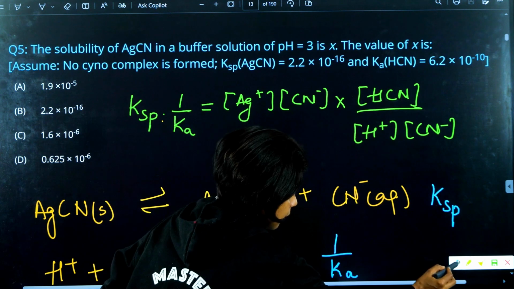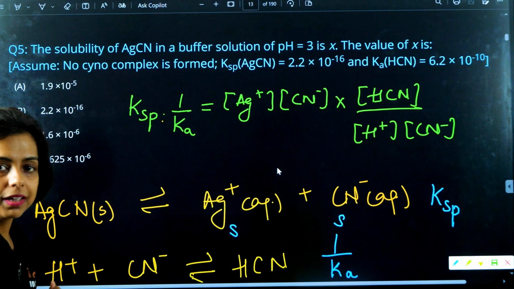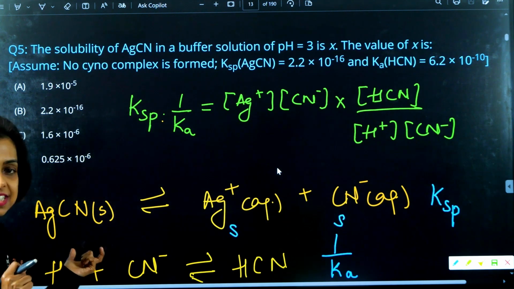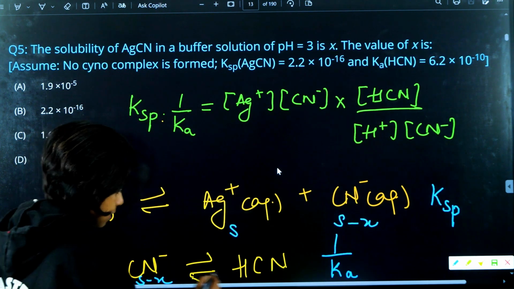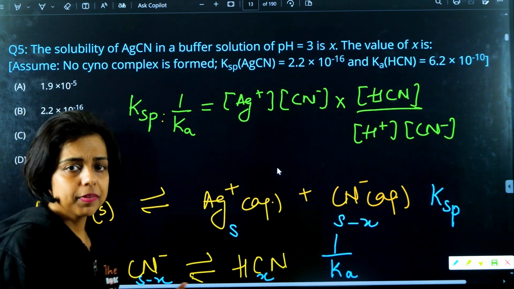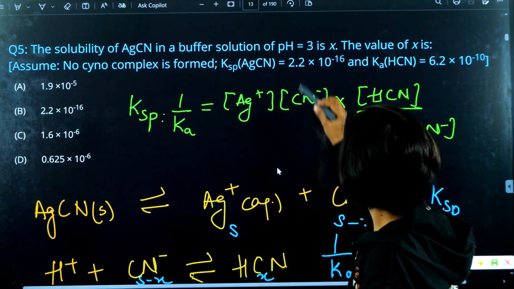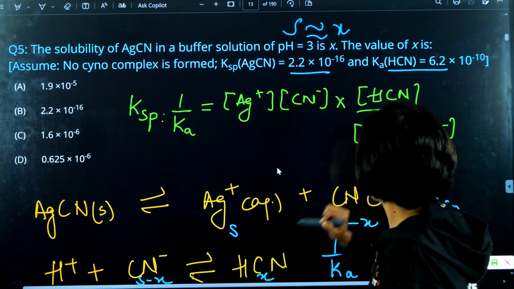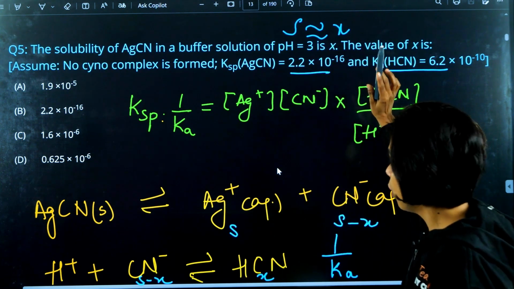Now suppose the solubility of this is S. That means S moles of Ag+ and S moles of CN- are dissolved, because S moles per liter of AgCN is being dissolved here. Out of S, X moles combine with H+ to form HCN, so the remaining CN- is S minus X. For simplification, we generally make assumptions in such questions. We can assume that S is nearly equal to X, as the dissociation constant value is very small, which means the reciprocal will be large. So S is nearly equal to X.